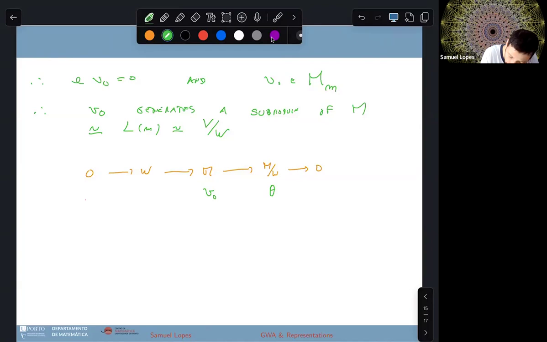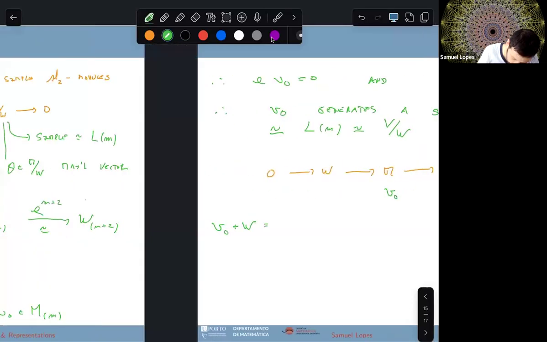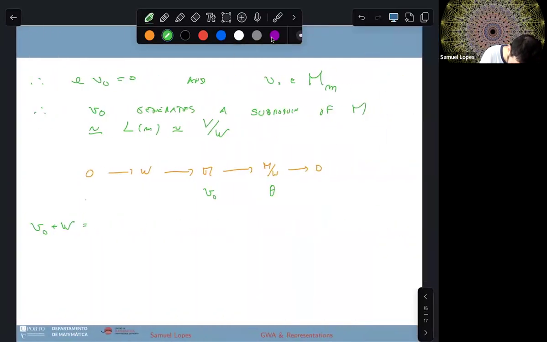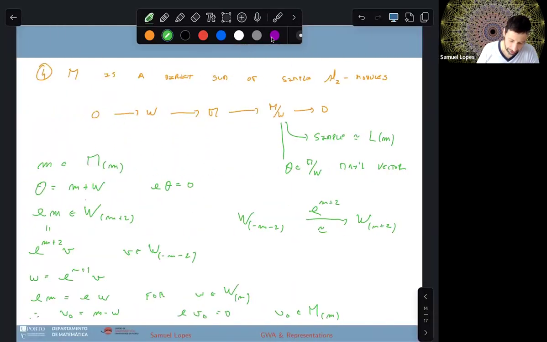By construction, I should have mentioned that the image of V0 under this projection map, that's V0 plus W, that's what? That was M minus W plus W, and W is in W, so this gets absorbed. So this is M plus W, and M plus W is theta.